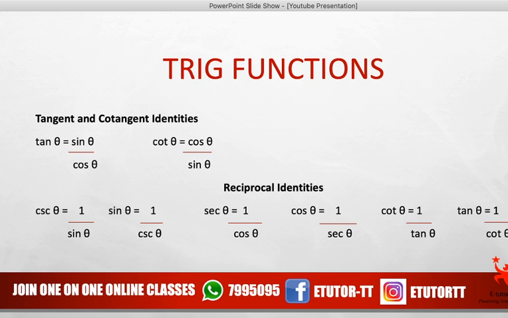Tangent and cotangent identities. Tan theta is equal to sine theta over cos theta. Cot theta is equal to cos theta over sine theta. Reciprocal identities. Csc theta is equal to 1 over sine theta. Sine theta is equal to 1 over csc theta. Sec theta is equal to 1 over cos theta. Cos theta is equal to 1 over sec theta. Cot theta is equal to 1 over tan theta. Tan theta is equal to 1 over cot theta.